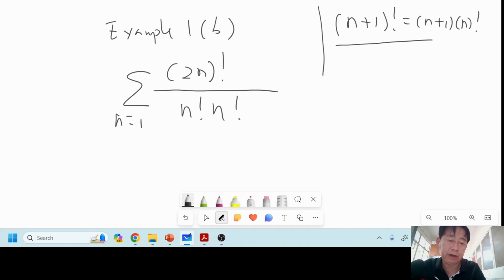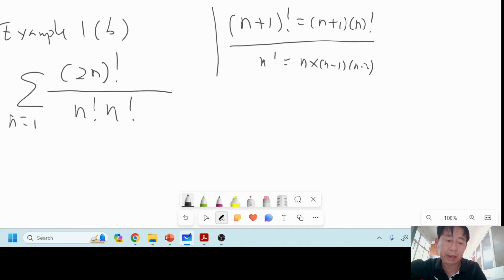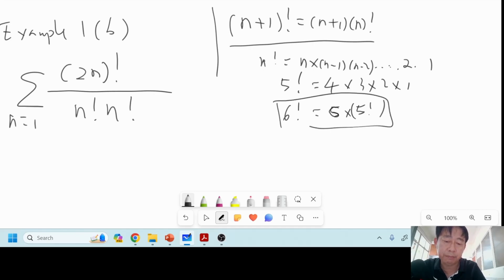This comes from the very simple fact that n factorial is defined to be n times n minus 1, n minus 2, and multiplied all the way up to 2 times 1. Say, for example, if you have 5 factorial, that will be 5 times 4 times 3 times 2 times 1. So if you have 6 factorial, that will be just equal to 6 times 5 factorial. So this is just a simple example of this equation.